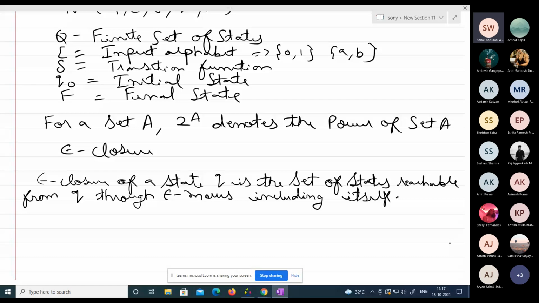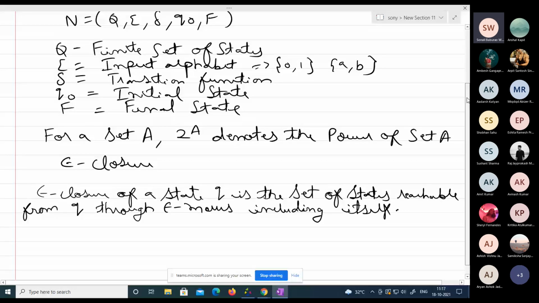So the formal definition, we know that it is a 5-tuple and it is given by N is equal to Q comma sigma comma delta comma q naught and F. It is a 5-tuple, and what it stands for, we know that also. The major difference over here is that power set, okay.